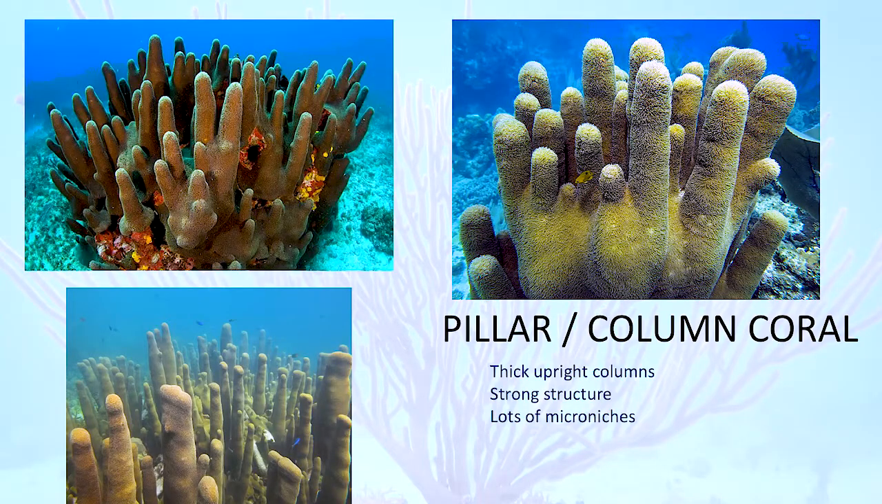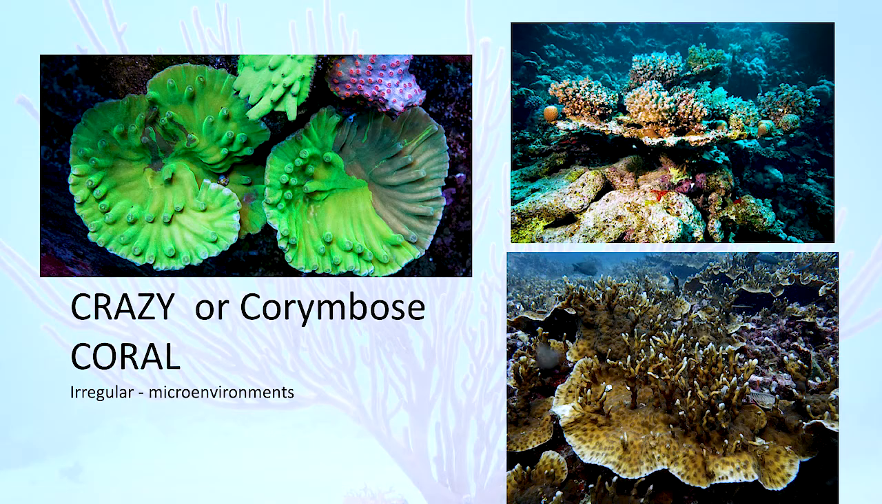So these are columnar corals. These form pillars, so these are quite strong corals. The calcium carbonate skeleton inside them is very, very dense and very thick, and they supply a lot of micro niches for a lot of the organisms which live in the reef.